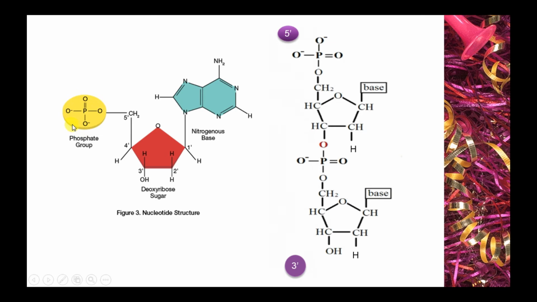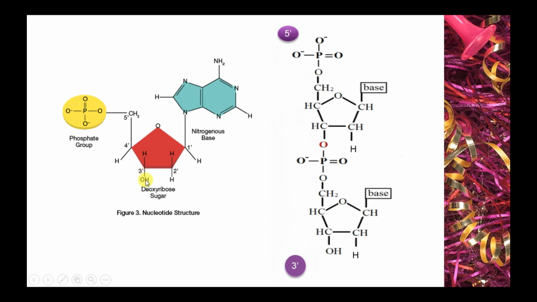Now let's know about the position. Here is carbon number 1, and at this point the nitrogenous base is attached. The second important point is the third carbon. Here you can see carbon number 3, and to this carbon a hydroxyl group is attached. This is the OH group. It is important, it will play an important role in the formation of the new strand.